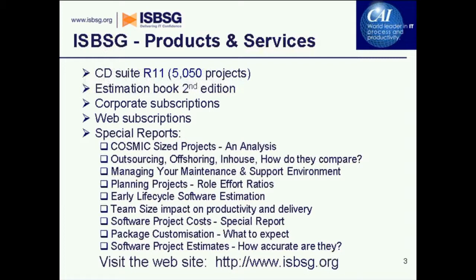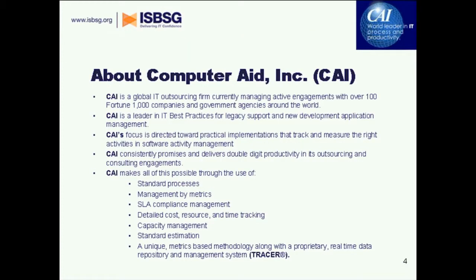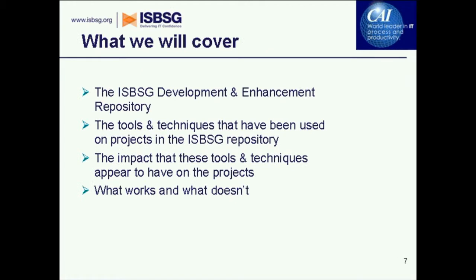And then from there we use that data and we produce other products that people can use. And the most popular of these is the estimation book, even though we're called the International Software Benchmarking Standards Group. It appears that estimation is what a lot of people are interested in. And then we provide corporate subscriptions, and we have a whole series of special reports that are available on the website. So we've got the advertisement over, we can now move ahead.